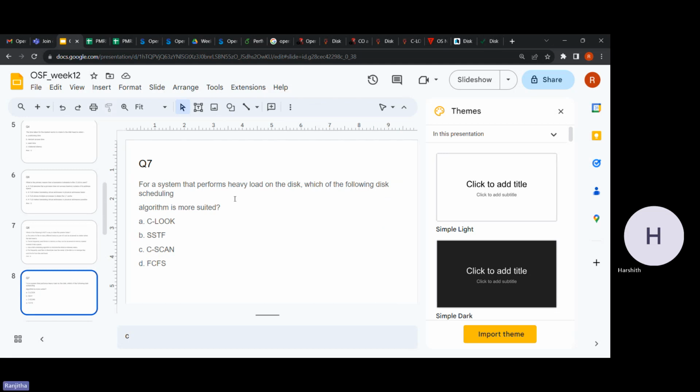Next question: for a system that performs heavy load on the disk, which of the following disk scheduling algorithms is more suited? Yeah, so for a system with heavy load, C-SCAN is suited because there will always be something or the other to be read from all of the tracks scattered across. So the answer here is the SCAN.